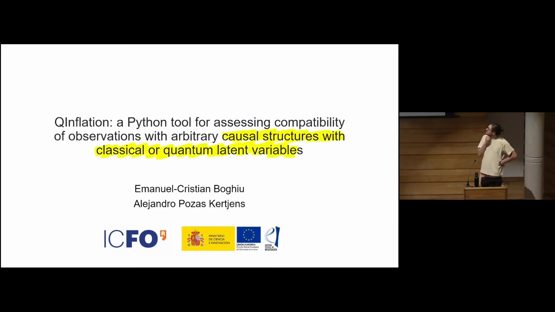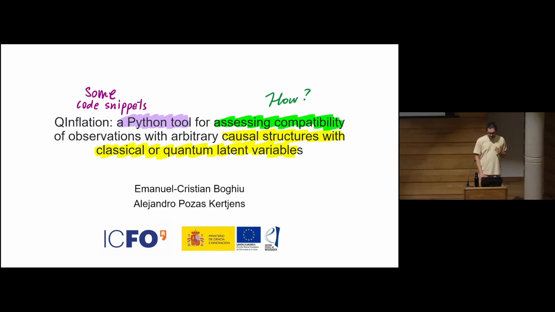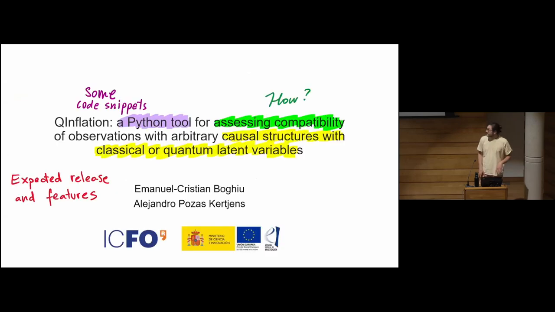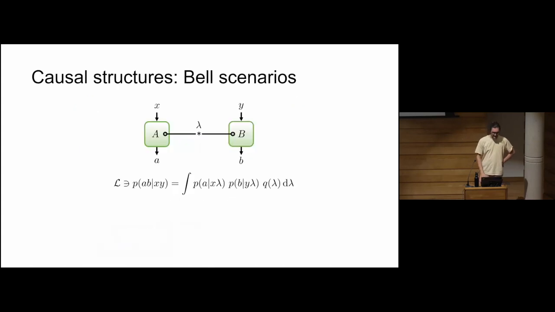So I'll explain a bit about causal structures. Then I'll explain how you test compatibility. Then I will not do a live demonstration, but I'll show some code snippets. And then I'll finish off with some comments. OK, I forgot to mention this, because I also forgot to add it to the slide: Alex's affiliation is ICMAT in Madrid. I guess that's also important to have it be known.